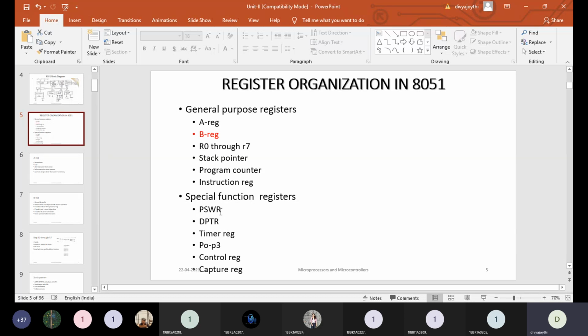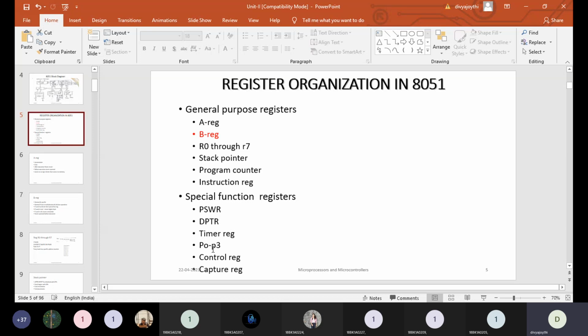And next it will be timer registers. And next P0 to P3, which are nothing but ports, port 0 to port 3. And next it is going to be the control register, and next the capture register. Here I'm just briefing you, and we will see them in detail later.